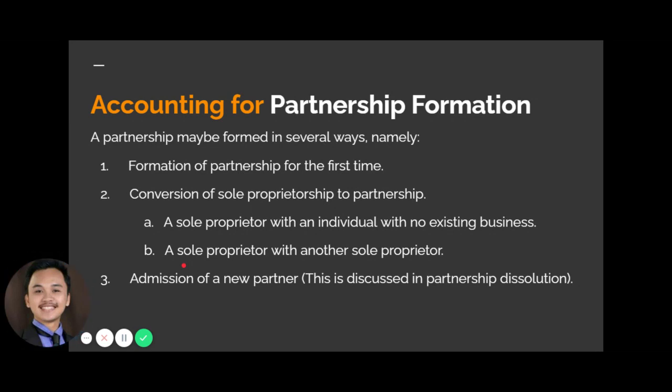So pwede nga ang ilang option i-dissolve nila kay B, i-continue kay A, or pwede pod nga i-dissolve nila kay A, i-continue kay B, or pwede pod nga i-dissolve nila ang duha, and then they will create new partnership. They will establish new books of the partnership. And the third one is admission of a new partner. So this admission of a new partner will be discussed in the partnership dissolution.